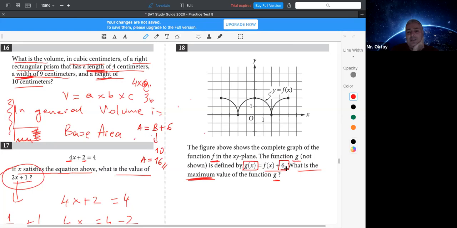Yes. Okay, now, the question says, what is the maximum value of g? So it is directly related with f of x. Find the maximum value of f of x, and then add 6. That's it. Since the relation between g of x and f of x is g of x is equal to f of x plus 6. So when you look at this figure, what is the maximum value of f of x?